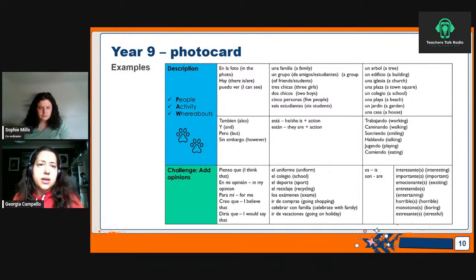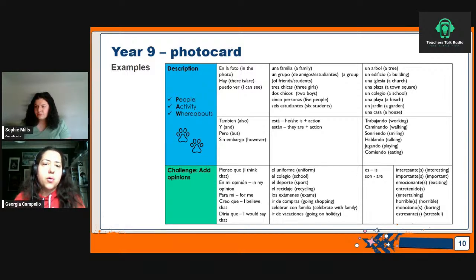And then for Year 9, we were looking at the photo cards. Now that they have this explicit people, action, location, I didn't like PAL as a reminder. I thought it was a bit boring. So I just changed location to whereabouts to make a paw, because you can put a nice little dog's paw there. And I just thought it was nicer for them to remember. But then using this kind of grid, they've got their description there for the people, the activity, and where they are, and then a challenge for them to add some opinions. So this is something that they would have on a little mat so that they can recycle that language for different kinds of pictures.